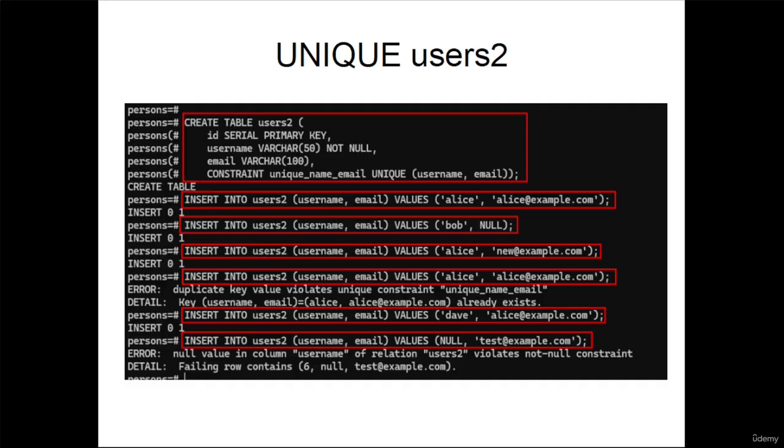INSERT INTO users2 (username, email) VALUES (NULL, 'test@example.com'). Result: fails. Why? The username column has a NOT NULL constraint, so attempting to insert NULL for username violates this constraint, regardless of the email value or the composite unique constraint.